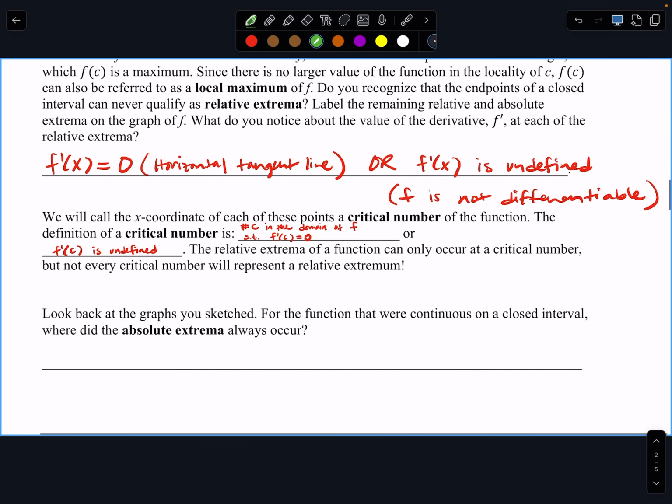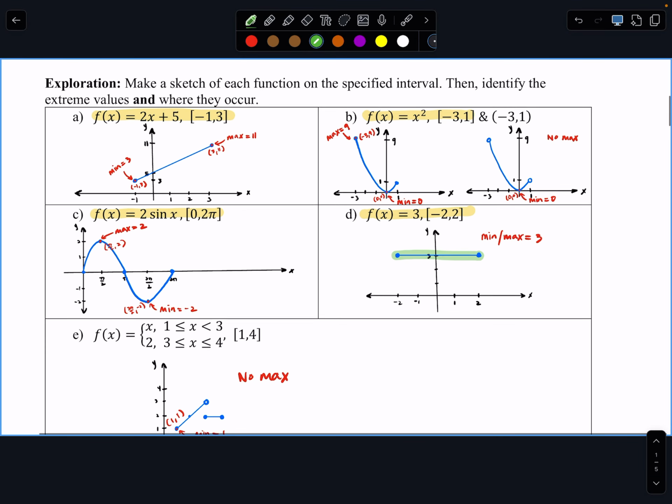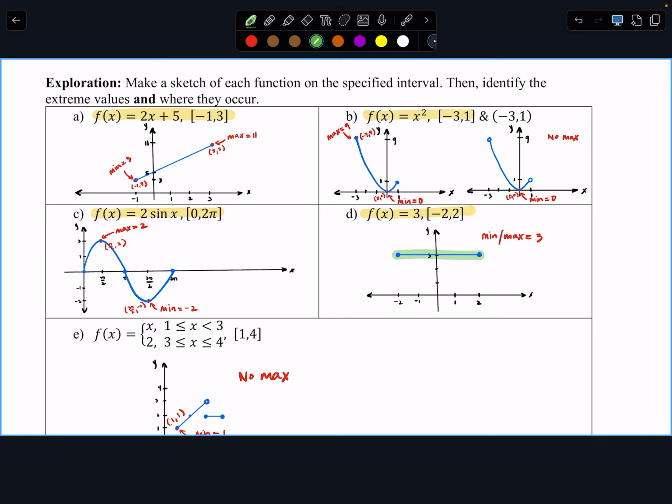So I want you to take a moment and look back at the graphs that you sketched on that first page. For the functions that were continuous on a closed interval, where did the absolute extrema always occur? Looking back at those 4 graphs where the function was continuous on a closed interval, where did the absolute extrema always occur?